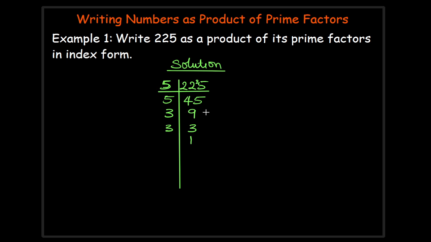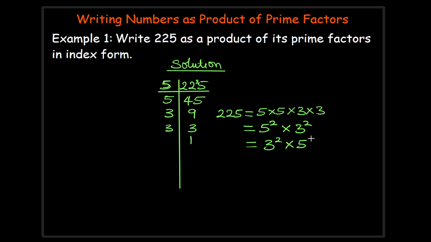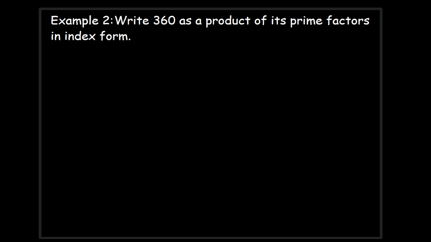So what do we have? 225 as a product will be 5 times 5 times 3 times 3. So in index form, 5 is there 2 times, so this is 5 raised to power 2 times 3 raised to power 2. You can decide to start from 3: 3 raised to power 2 times 5 raised to power 2. So this is all about writing a number as a product of its prime factors in index form.